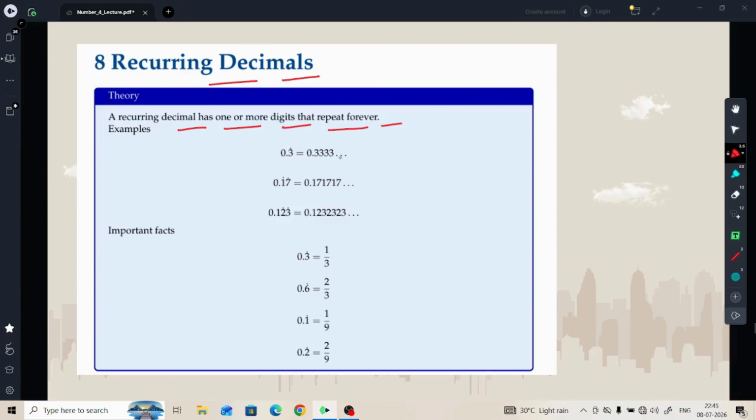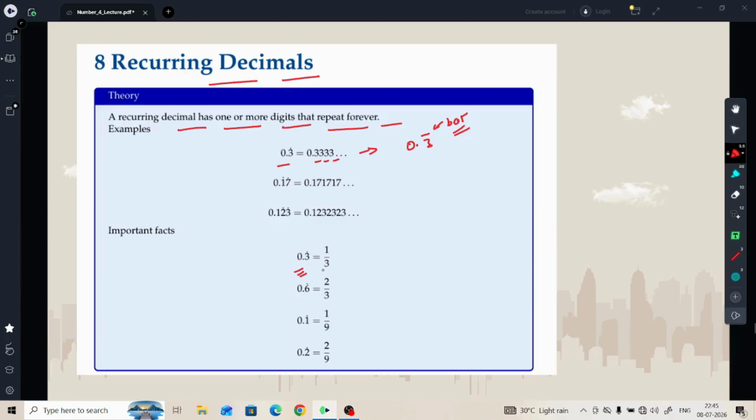Okay, so what happens over here? Just like if you can see 0.3 and this dot is kept over here, that means this 3 is getting repeated all the time. People also just denote it by 0.3 and a dash like this. This is called a bar, so we can pronounce it like 0.3 bar. So the digit after the decimal place is getting repeated all the time. 0.17 with a bar means this 17 is getting repeated all the time. 0.123 with a bar, but you can see that there's no bar on the 1, so that means only 2, 3 is getting repeated. Like that you need to understand.